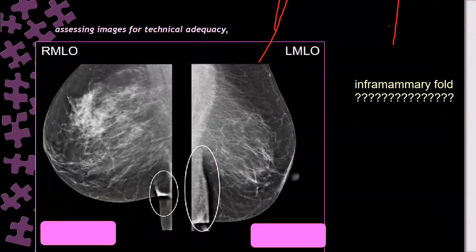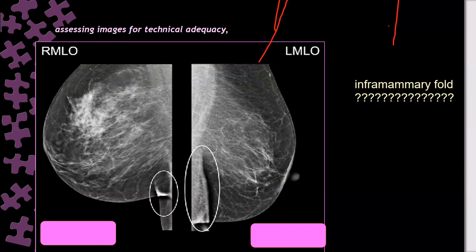Okay, and what about this? Right and left MLO. The right MLO is suboptimal. I'm talking about where the inframammary fold is. The skin folding is effectively overlapping. Where? The left. What is right?